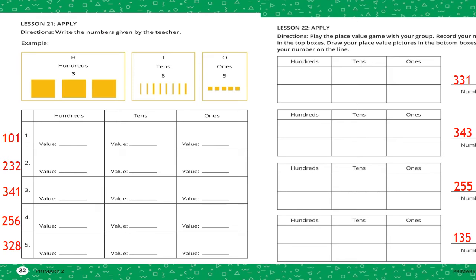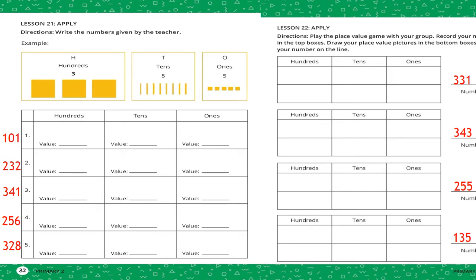Now open your book page 32 and 33, lesson 21. Write the numbers given by the teacher. You should write these numbers in your book. There's an example. 3 hundreds, 8 tens, 5 ones. Draw 3 big squares in hundreds and 8 sticks in tens and 5 small squares in ones.